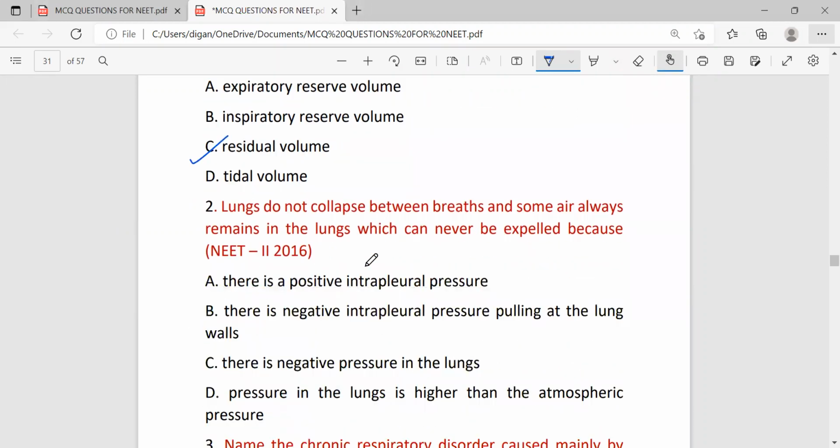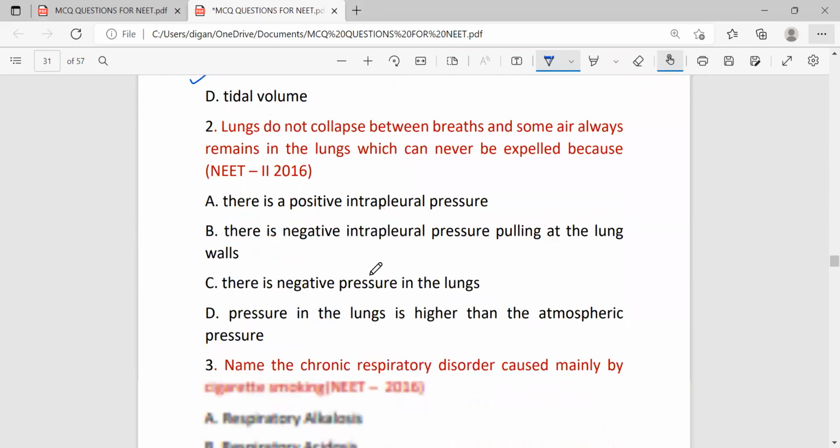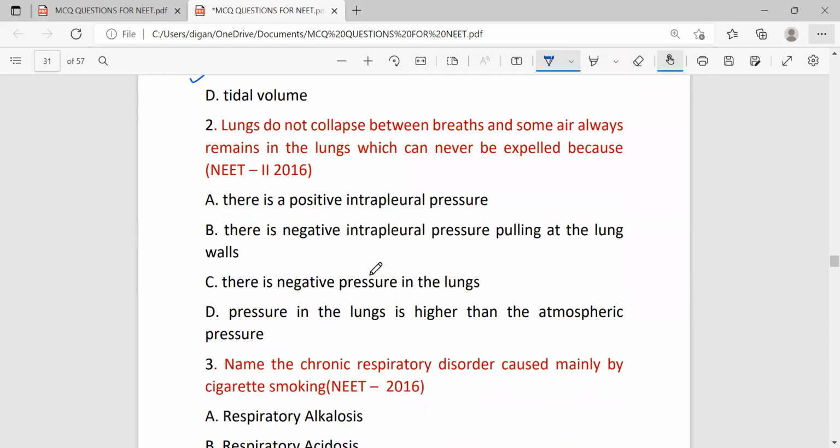Next question: lungs don't collapse between breaths and some air always remains in the lungs, which can be explained because of, and here again four options are given, and the correct option is option B, that is, there is negative intrapleural pressure pulling at the lung walls.